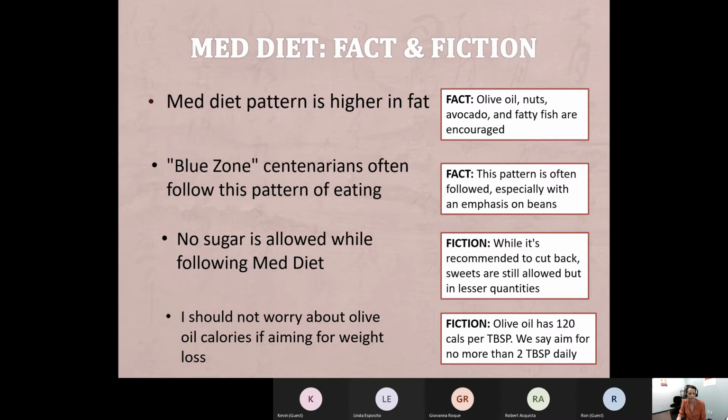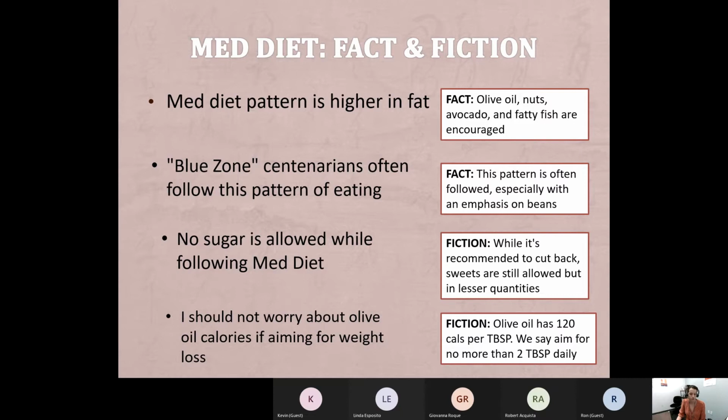So it is higher in fat, specifically healthy fats like olive oil, nuts, avocado, and fatty fish. Blue zone centenarians eat this way. That is true. So those are the people that live to like 100, that live off the coast of Greece. And no sugar is allowed while following the Mediterranean diet. That's false. While it is definitely recommended to cut back, you are still allowed to have sweets, but in lesser quantities. And we focus more on fruit and dark chocolate than Entenmann's cookies.